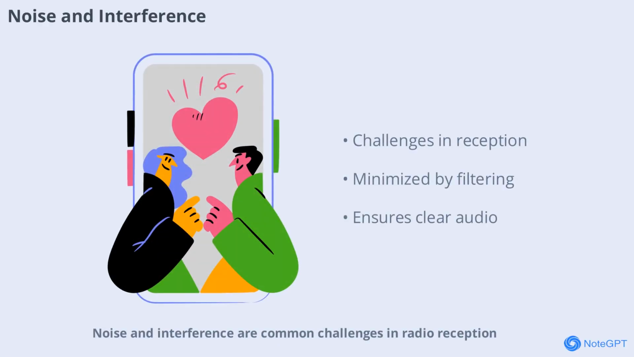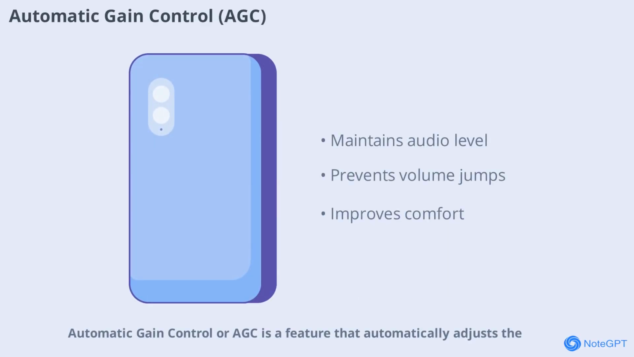Noise and interference are common challenges in radio reception. They can come from electrical devices, atmospheric conditions, or other radio stations. Good receiver design, including proper filtering and shielding, helps minimize these issues and ensures clear audio output. Automatic gain control, or AGC, is a feature that automatically adjusts the receiver's gain to maintain a consistent audio level.